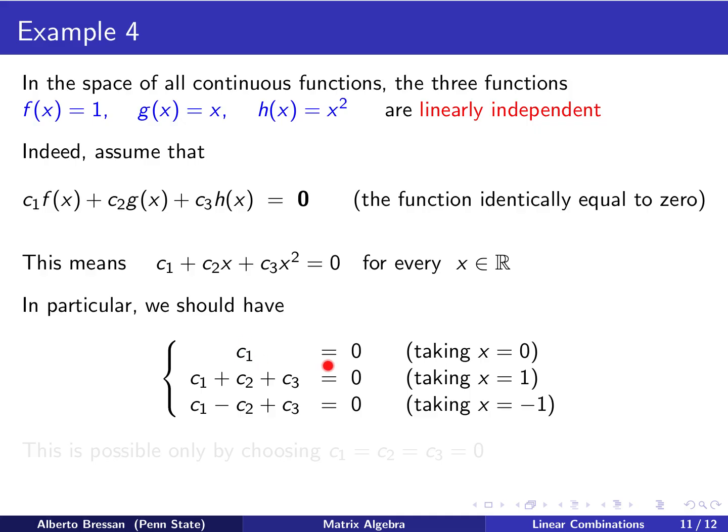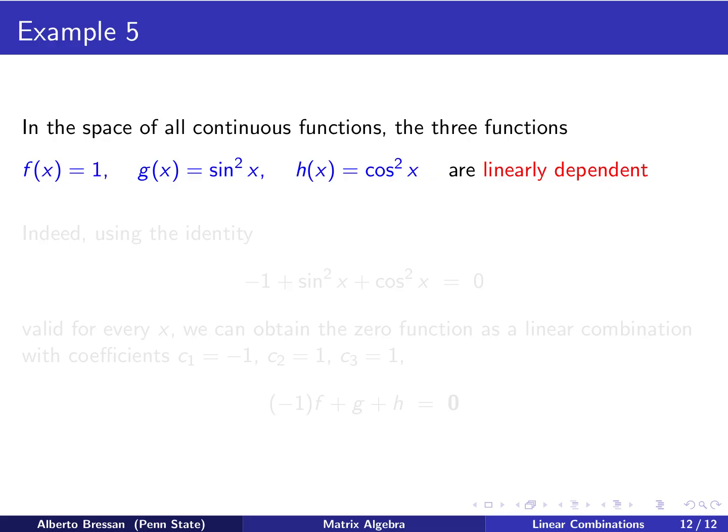So you get c1 equals 0 from the first equation. Then you cross out these, and you have c2 plus c3 is 0, negative c2 plus c3 is 0. You can quickly solve them by adding these two equations up, and then you will get c3 is 0, and if you subtract them, you get c2 is 0. Then we see that the only possible choice would be c1, c2, c3 all 0, and therefore we can conclude that the functions f, g, and h are linearly independent.